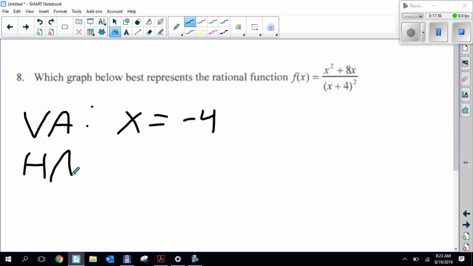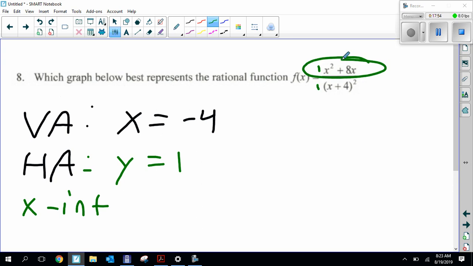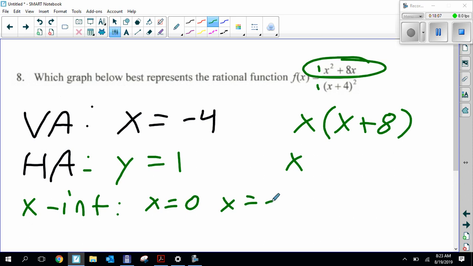Horizontal asymptotes you get by looking at the coefficients. So you have 1x squared over 1x squared. So that's y equals 1 over 1 is 1. x-intercepts you get from the numerator equals 0. So you factor that out. You'd get x times (x plus 8). So x-intercepts, you get x equals 0 and x equals negative 8. Or you could say (0, 0) and (negative 8, 0).